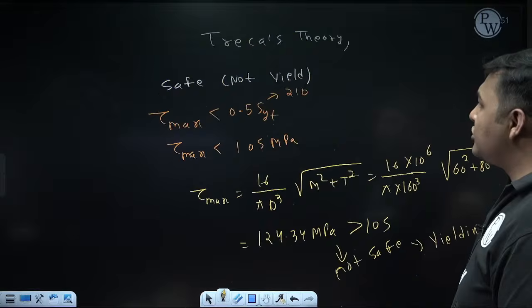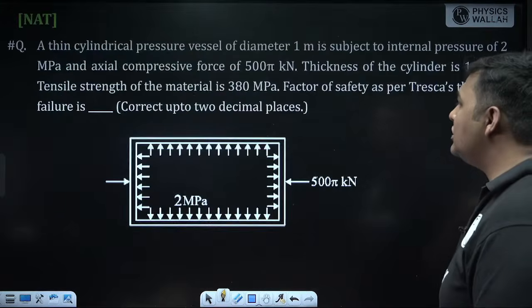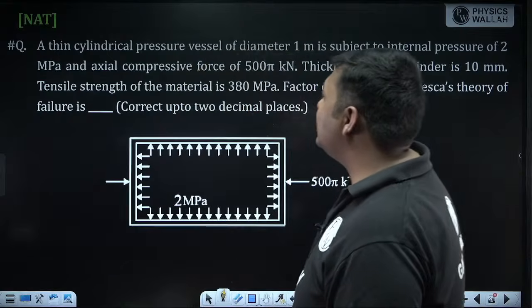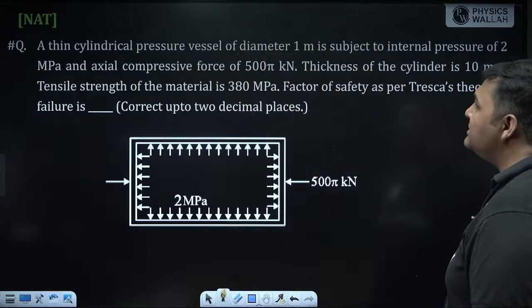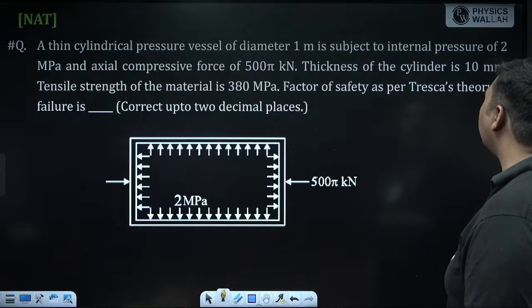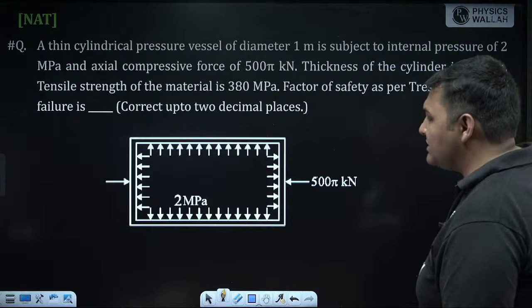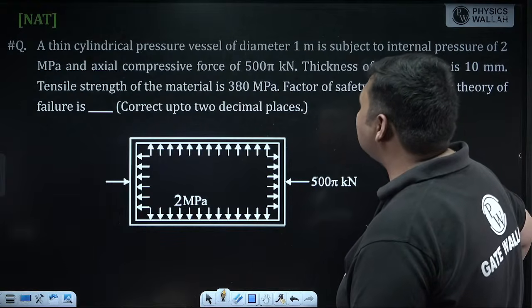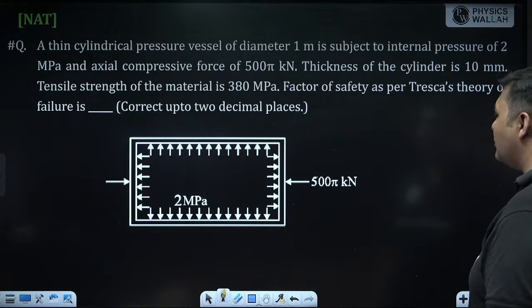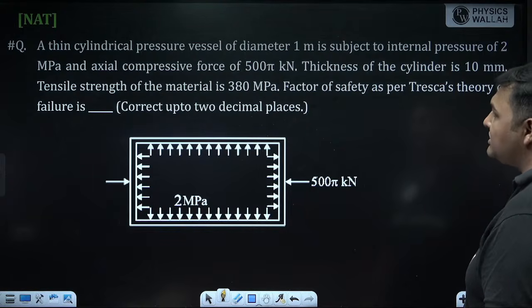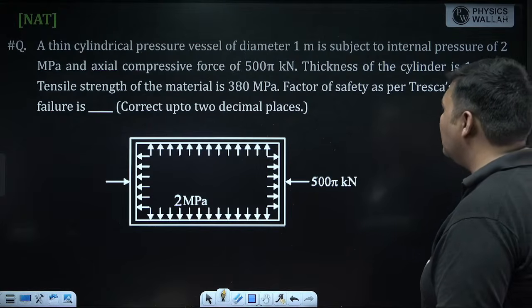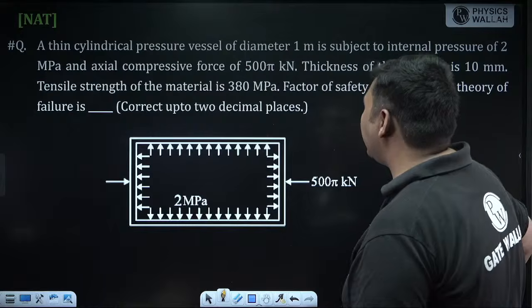Now moving to the next question. Solve this question. This is a numerical answer type question. What is this question saying? A thin cylindrical pressure vessel of diameter 1 meter is subjected to internal pressure of 2 megapascal. Along with this, it is also subjected to axial compressive force, which is 505 kilonewton. The thickness of the cylinder is 10 mm. The tensile strength of the cylinder material is 380 megapascal. Then what is the factor of safety as per Tresca's theory?